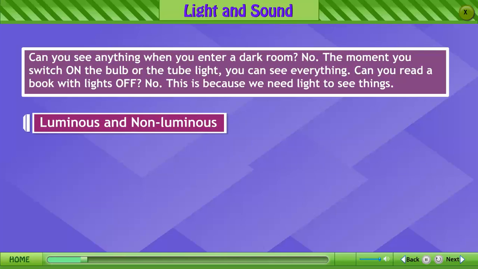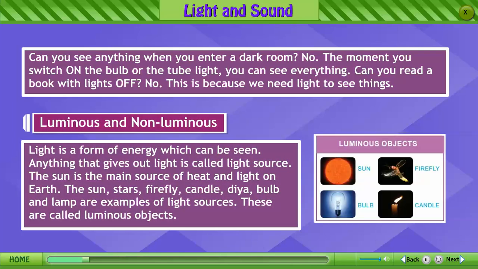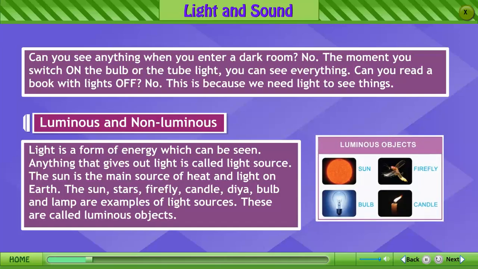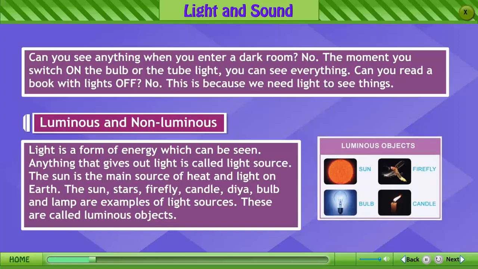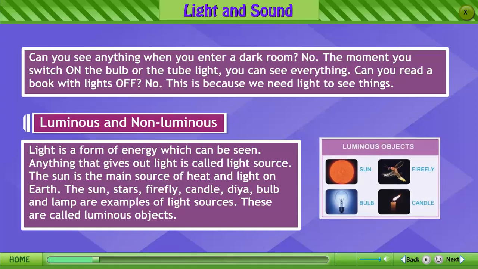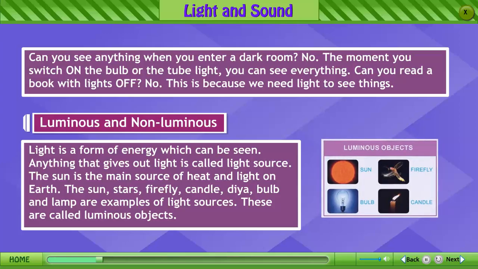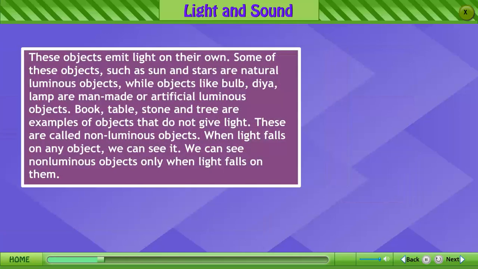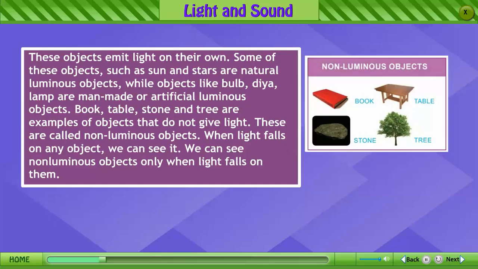Luminous and non-luminous. Light is a form of energy which can be seen. Anything that gives out light is called a light source. The sun is the main source of heat and light on earth. The sun, stars, firefly, candle, diya, bulb and lamp are examples of light sources. These are called luminous objects. These objects emit light on their own.